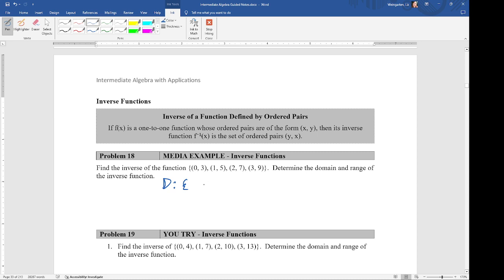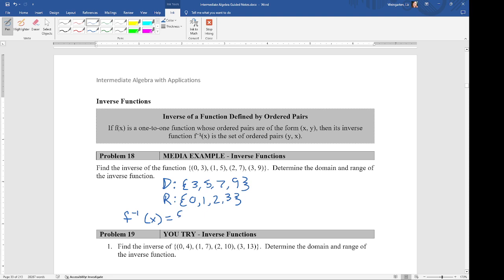I'm going to write this as a set, curly brackets. The range is the x values of the original function, 0, 1, 2, and 3. Now let's write the inverse function. So the inverse function is written as f to the negative 1 of x. That's what it looks like.